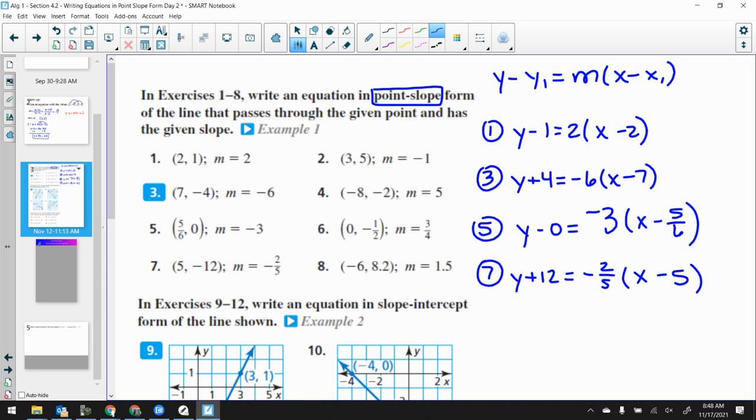Are there any questions 1 through 7? That should have been really simple. That should have been really easy. All I'm doing there is taking point slope and plugging in the information. That's all I'm doing. The difficult part comes next.